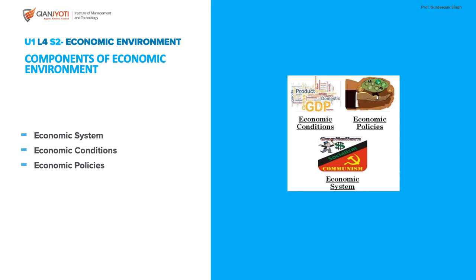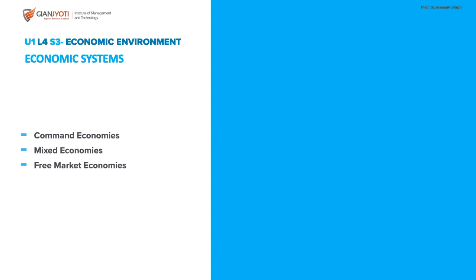Now, when we talk about the components of economic environment, in order to understand the economic environment and how it is going to affect the business, we need to understand three things. Number one, the economic system, what sort of systems exist. Number two, economic conditions. And number three, economic policies, because all three affect the business in different ways. Let us take these one by one.